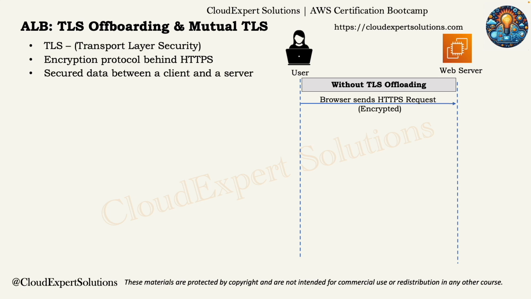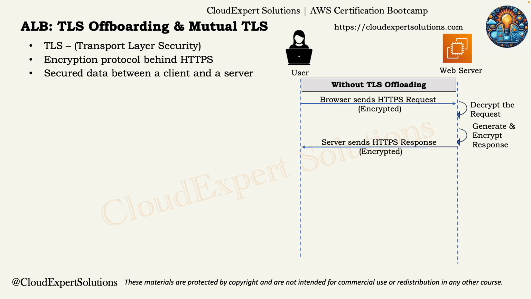That means the request will be encrypted. Now the web server decrypts the request using its certificate. Then the web server will generate the response and encrypt it, and after that it will forward the encrypted or HTTPS response to the client. This entire process will increase the CPU load on the backend EC2 instance because you have to handle the TLS processing, the encryption and the decryption process.